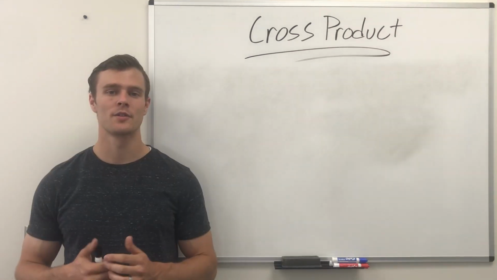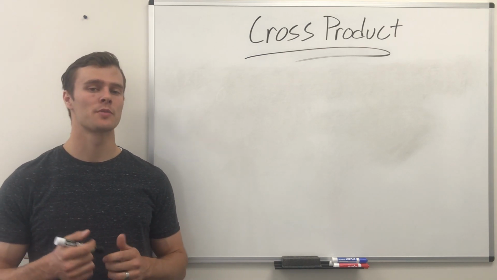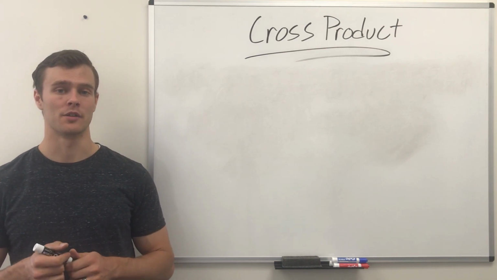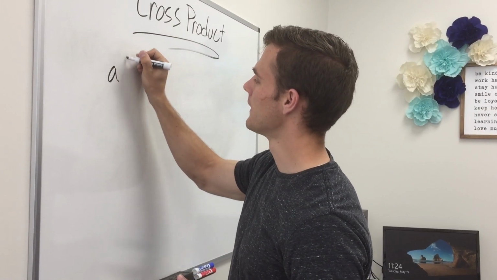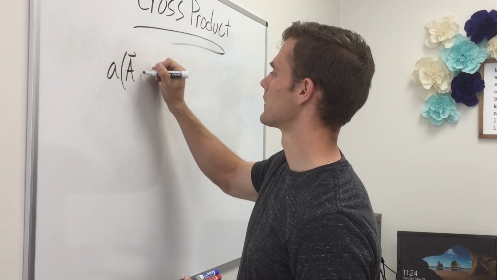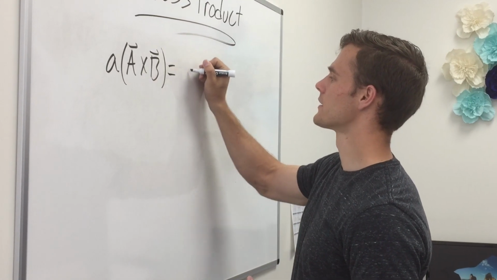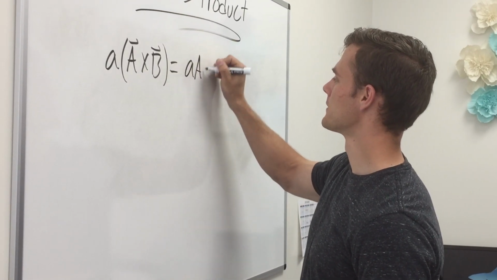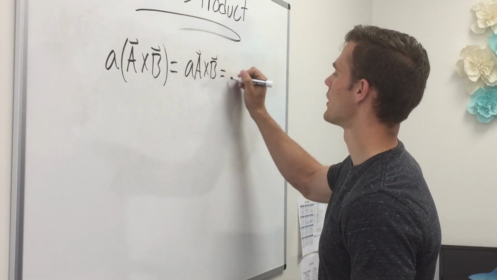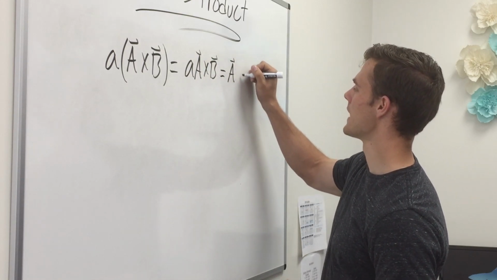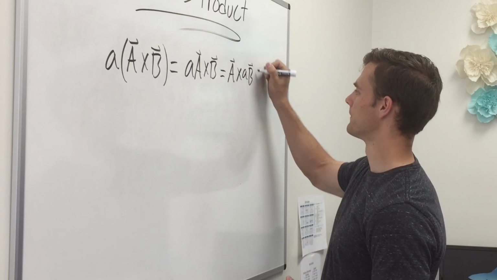So another property that we need to know about is the associative law, which follows pretty closely what we know about regular multiplication. And that is if a scalar a is multiplied by the cross product of A and B, then that is going to equal a times the vector A cross B, which also equals the vector a A cross the vector B.